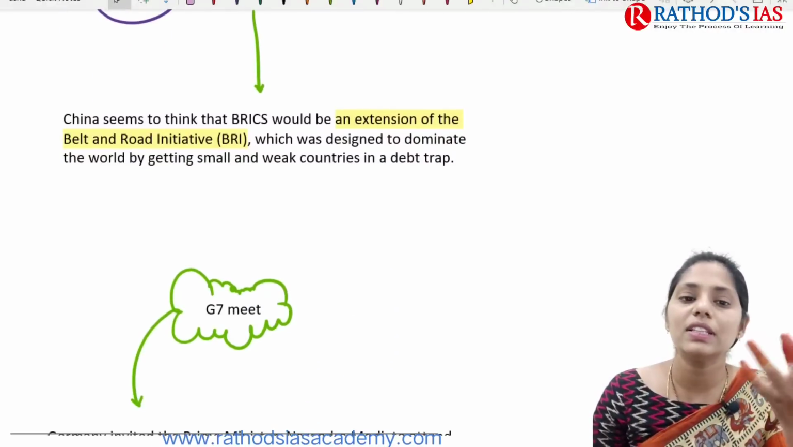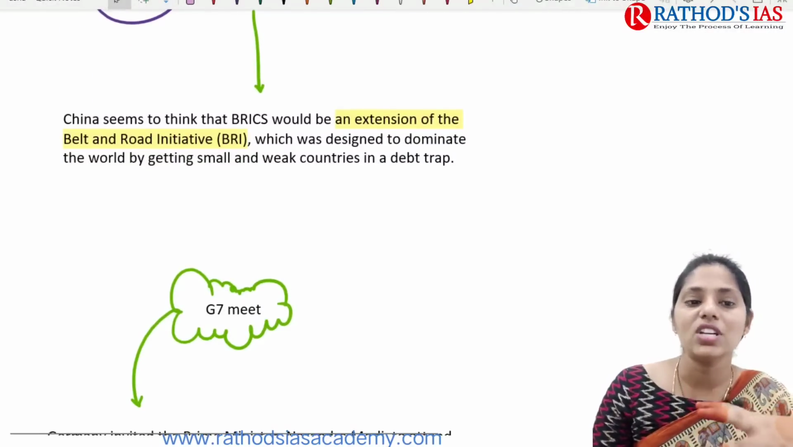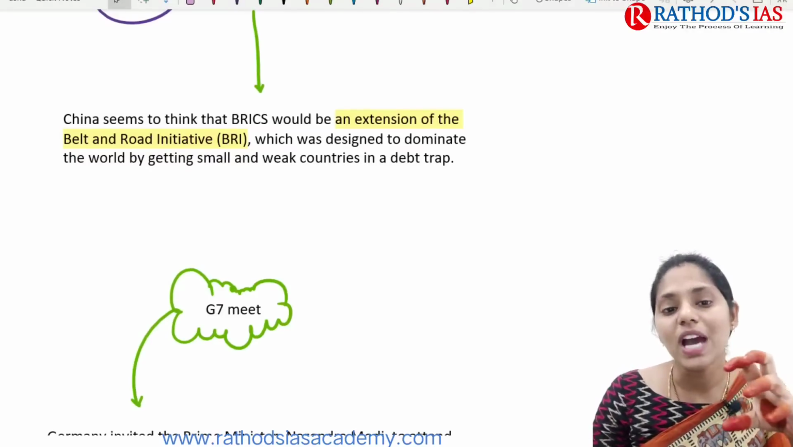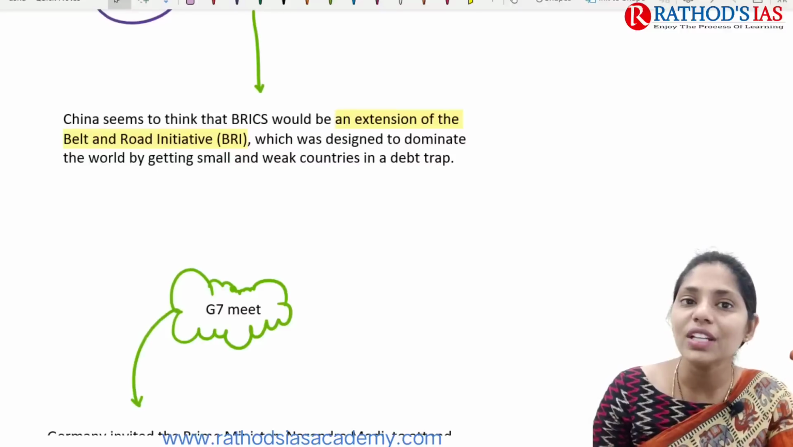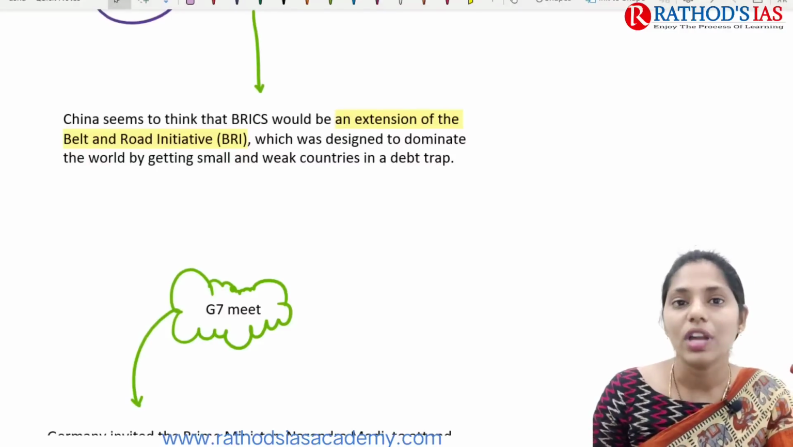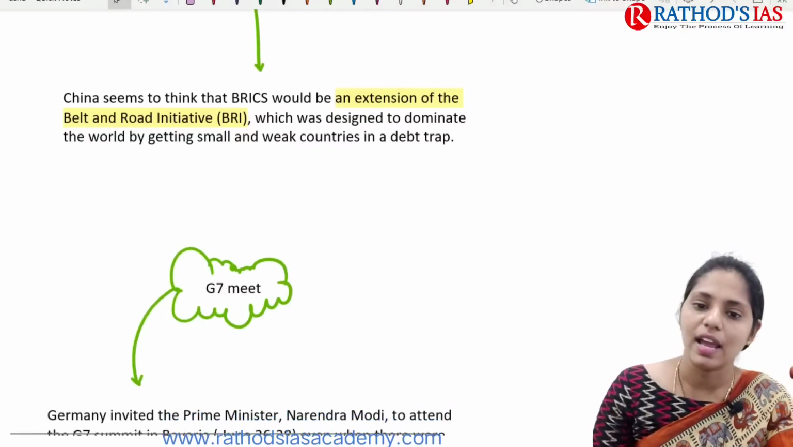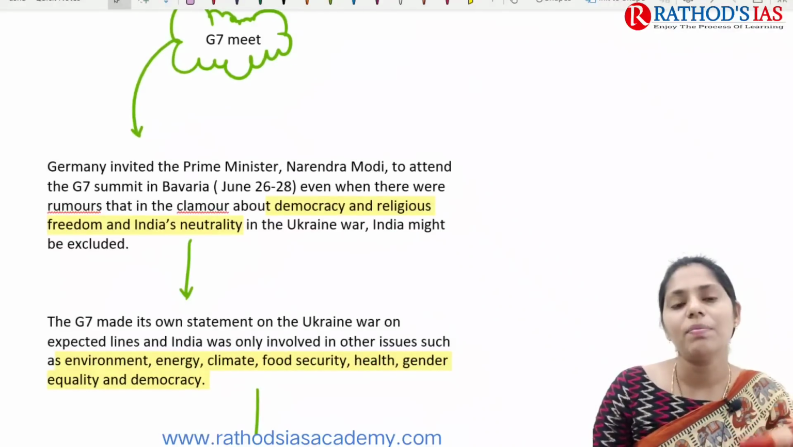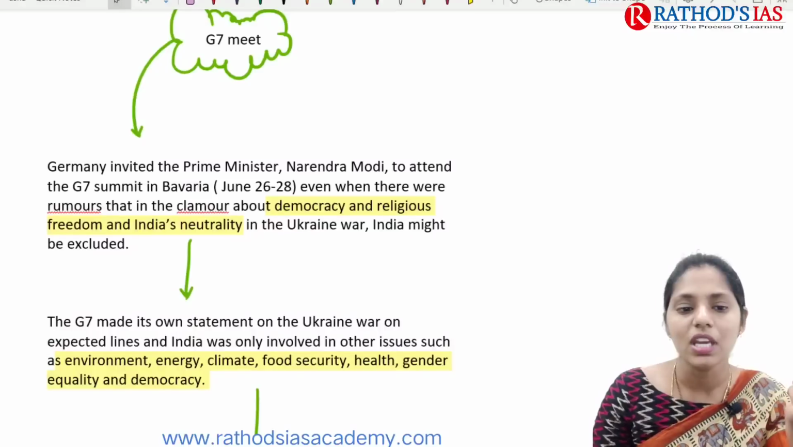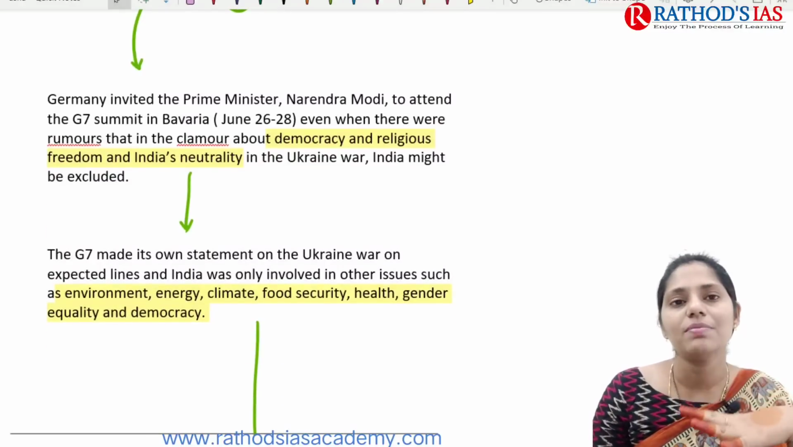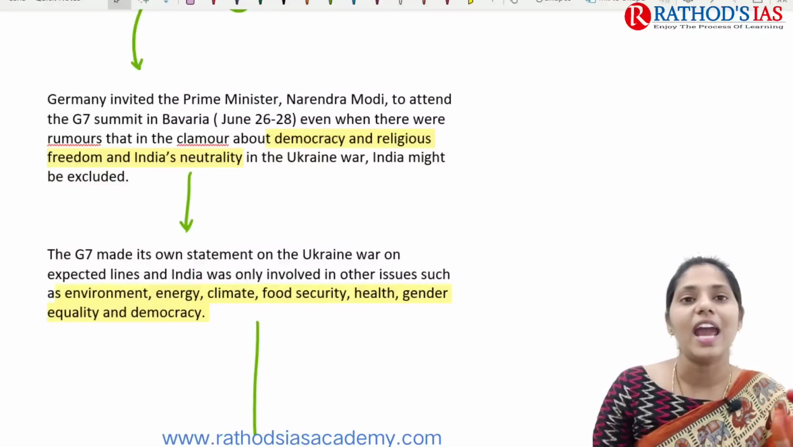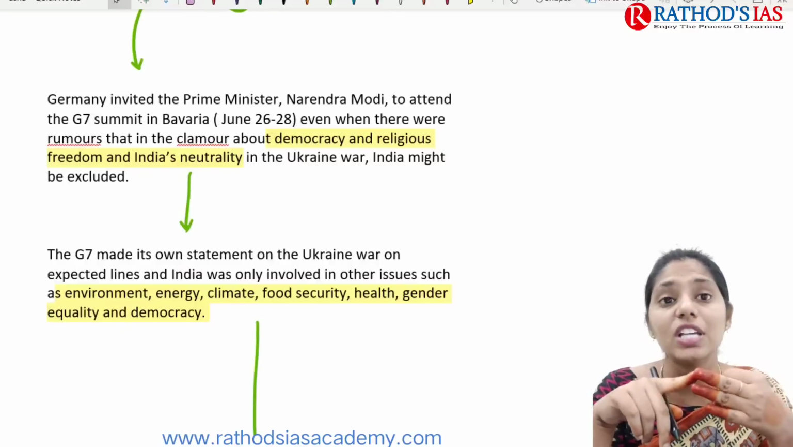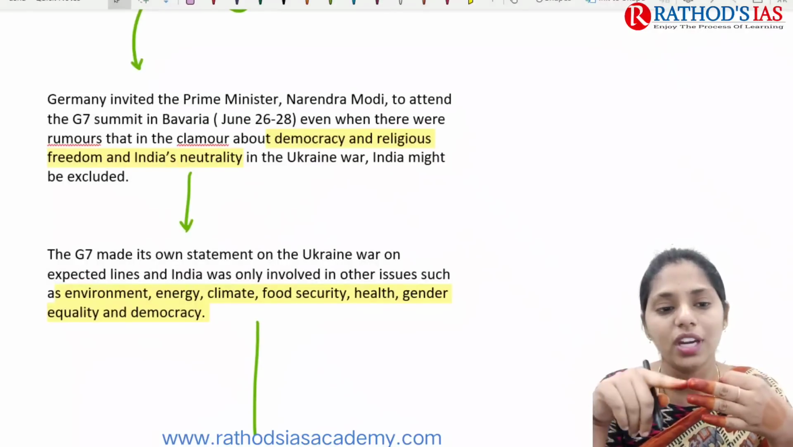China mainly thinks that BRICS would be an extension of the Belt and Road Initiative, and it is thinking that the BRI is mainly designed to dominate the world by getting small and weak countries into a debt trap. If you are talking about the recent G7 meet, our Prime Minister was invited by Germany, and there also we had some negative things to encounter, regarding democracy, religious freedom, and India's neutrality regarding the Russia-Ukraine crisis.